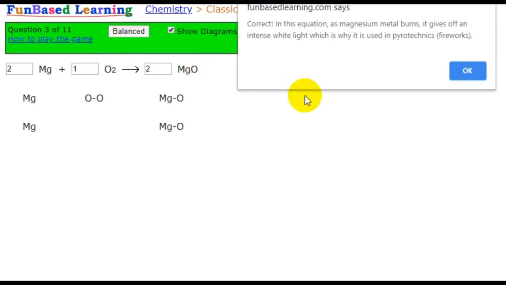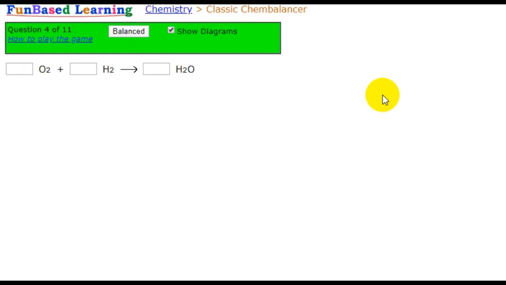In this equation, as magnesium metal burns, it gives off an intense white light, which is why it is used in pyrotechnics. Fireworks. Okay, so by now hopefully you guys got the hang of it. There are a lot more questions left out of 11. It does get a little bit harder. I would recommend you go to about number 7. That's good enough, but you're free to go beyond 7 if you want. So go ahead and play around with it. Just remember to put 1 on everything, and that way it'll help you see the equation better.